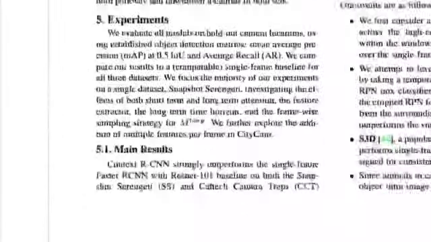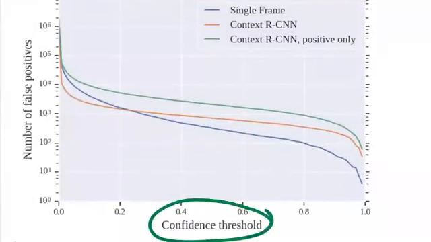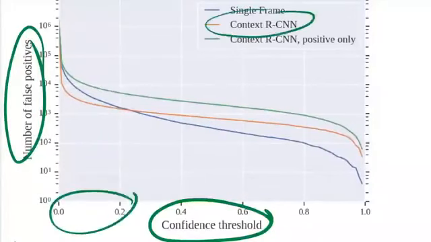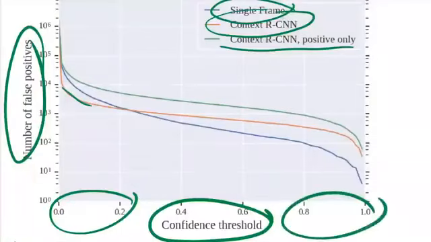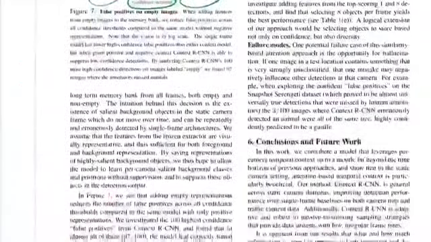What I find particularly interesting is they have this curve where on the bottom you have the confidence threshold, so how confident the model is, and on the y-axis you have the number of false positives. And you can see that in the low confidence regime, the context RCNN has lower false positives than the single frame detector. And the green line here is when you only have positive boxes, so when you only include regions of interest where there is an actual object, which in this case is sort of hurtful. You also want the regions of interest where there is nothing, because that helps you avoid false positives in other frames. That's why the orange line is below the green line. But strangely here, in the high confidence regime, you can see that the single frame model has fewer false positives than the context RCNN.